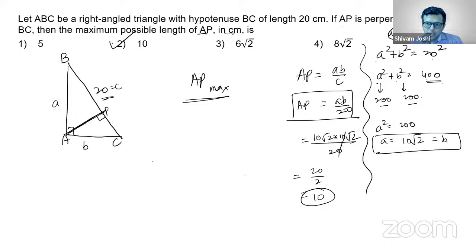Isn't the circumradius the biggest perpendicular possible? No. Circumradius will have the same measure as the median, right? And median may not be perpendicular. So this is your circumcenter. And from there, if you join this, this will be longer, no doubt, but this will not be perpendicular. That is the problem. And here we want AP to be perpendicular.